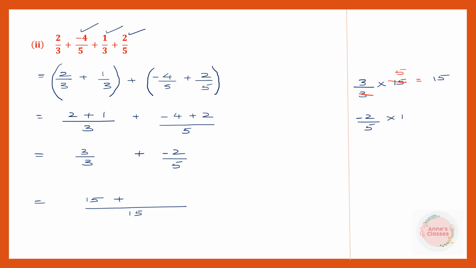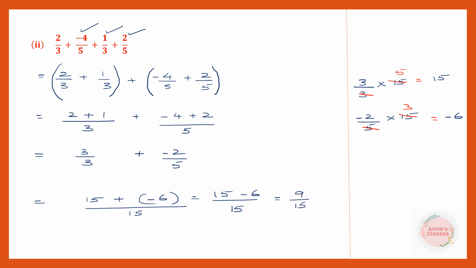Multiply this by the LCM, which is 15. Cancel. 5 3s are 15. Multiply the numerators. Minus 2 into 3 is minus 6. So this becomes minus 6. So this will be 15 minus 6 by 15. 15 minus 6 will be 9. So that is 9 by 15.